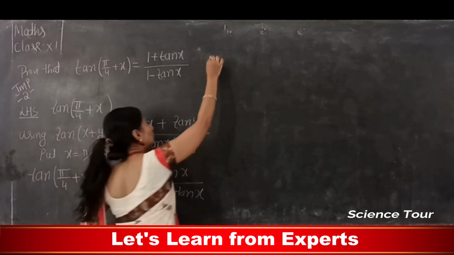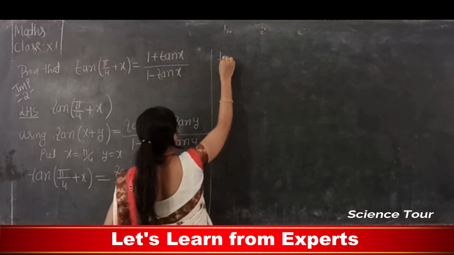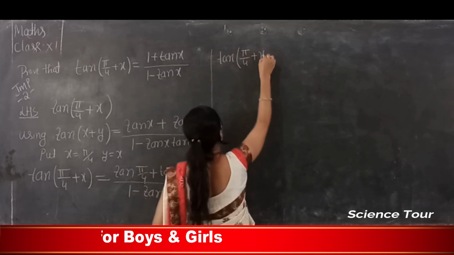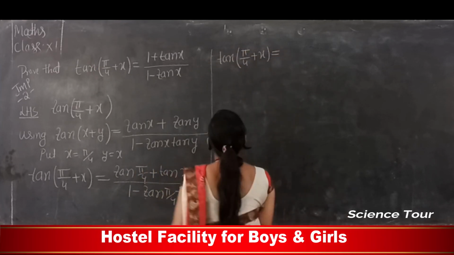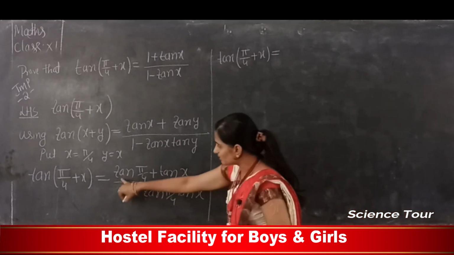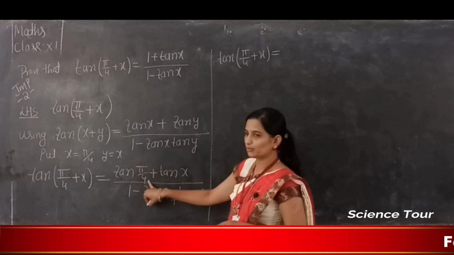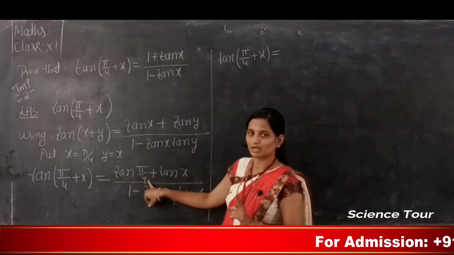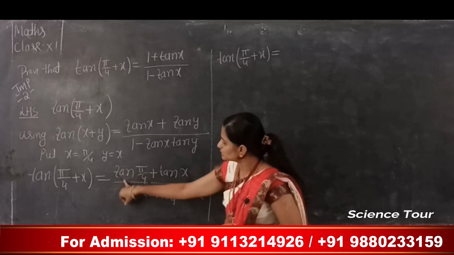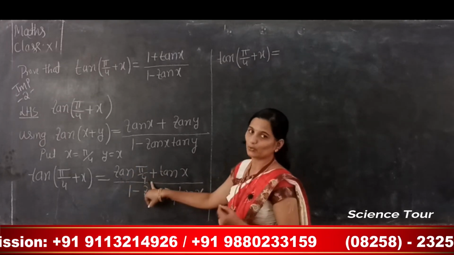This is equal to tan(pi by 4 plus x). You know the value of tan pi by 4. Pi by 4 means 45 degrees, so that is from your trigonometry table. So tan pi by 4, what is the answer?